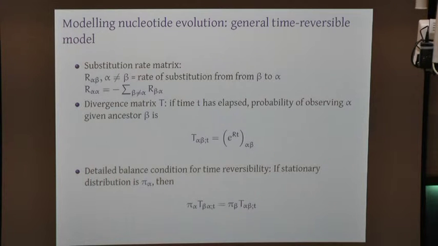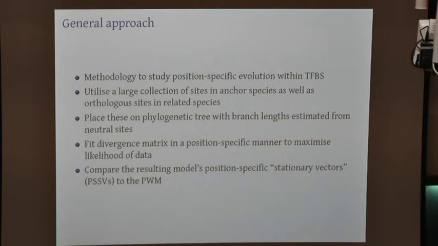If the process is time reversible, which we expect it to be, then if you have a stationary distribution pi alpha, that means the probability of seeing a given nucleotide alpha in the long time limit is pi alpha. That distribution should be stationary under this process, and that gives you the detailed balance condition, which we'll come to later. So the point is that this looks like a good starting point. It turned out that it's kind of hard to use.